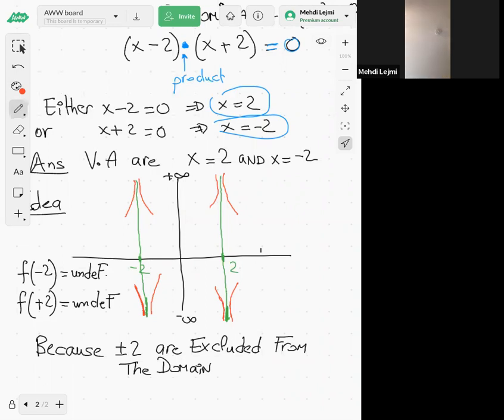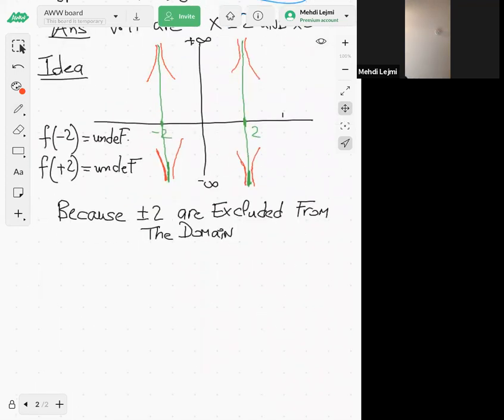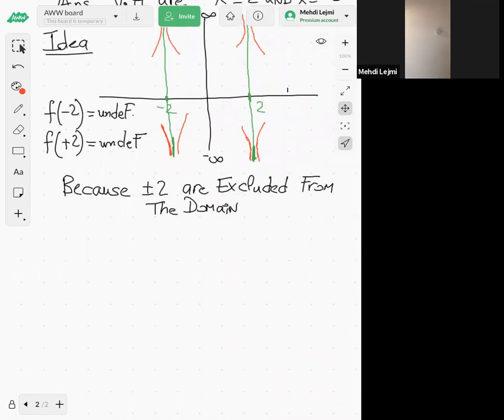Okay. Yeah, so as you can guess, after the vertical asymptote, we also have a horizontal asymptote. It's the same idea. Your graph is going to be as close as you want to the horizontal asymptote, but never touch it, right? So now we have, of course, a horizontal asymptote.